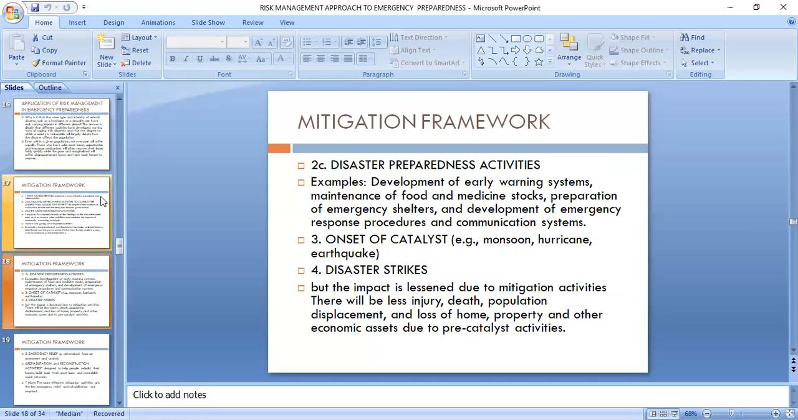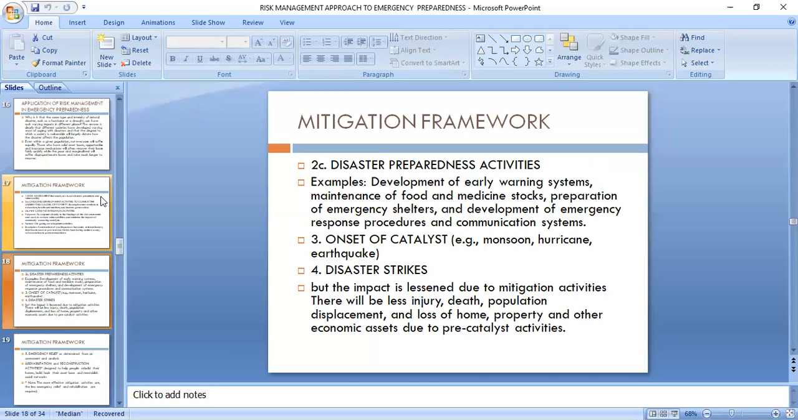We can also start talking of food. We can start having a food reserve, medicine reserve, right? Preparing emergency shelters and so on. Development of emergency response procedures. So if there's fire, what do we do? If there's flood, what do we do? If there's communal crisis, what do we do? All these things must be done prior to the emergency.